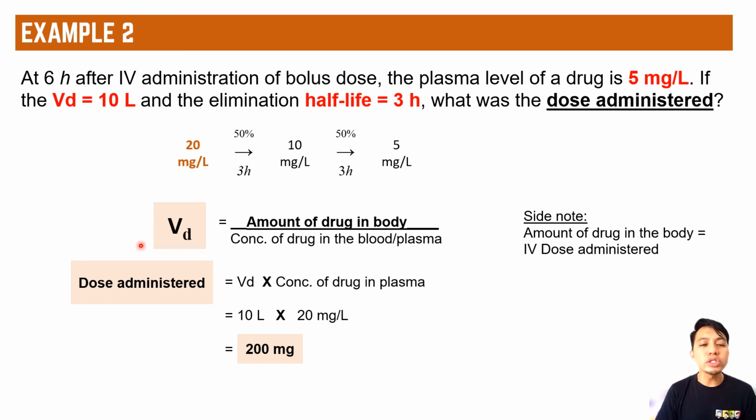So to calculate the dose administered, you need to multiply the volume of distribution by the concentration of drug in the plasma, which is 10 liter times 20 milligram per liter. So you manage to get 200 milligram.